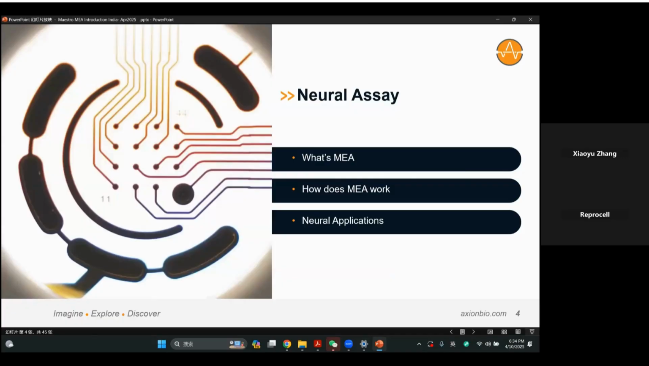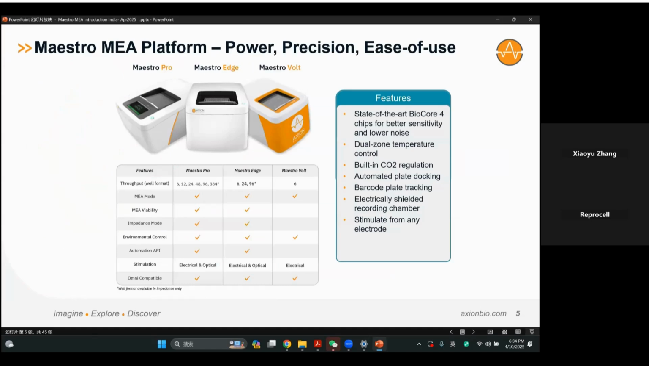Okay, we will start with the neuron assay, including what is MEA and how does MEA work, and I will introduce a few neural applications. Okay, let's begin with our MEA systems.